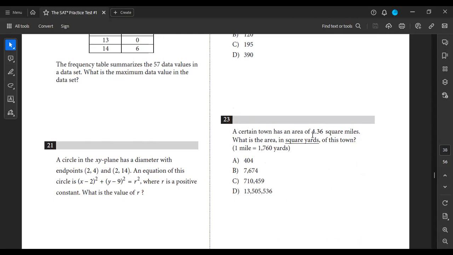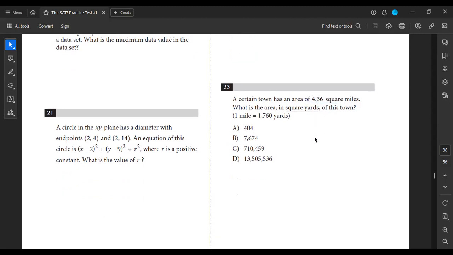But okay, so a certain town has an area of 4.36 square miles. What is the area in square yards of this town? So we're converting. The town has 4.36 square miles, right? That's the area. And we're trying to convert this into square yards. So there's so many ways to do this, guys. So many ways intuitively. You want to use a formula, whatever works for you.